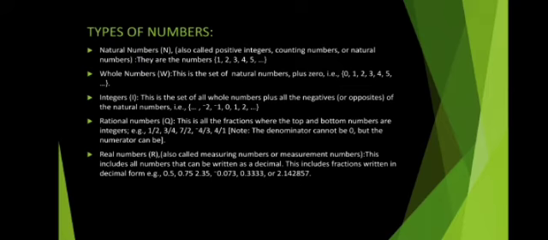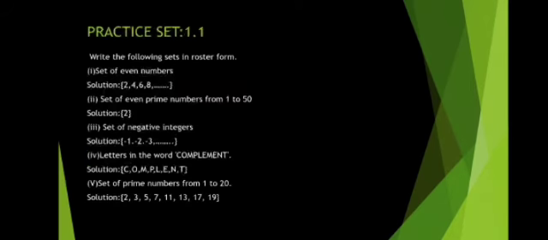Real numbers, which are represented by the letter R, are also called measuring numbers or measurement numbers. This includes all numbers that can be written as a decimal, including fractions written in decimal form. Example: 0.5, 0.75 and so on.